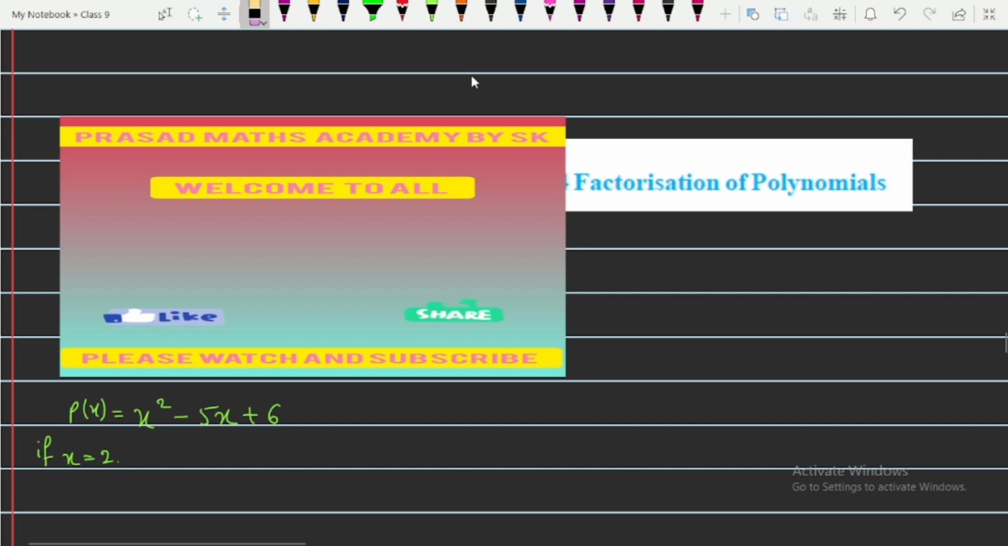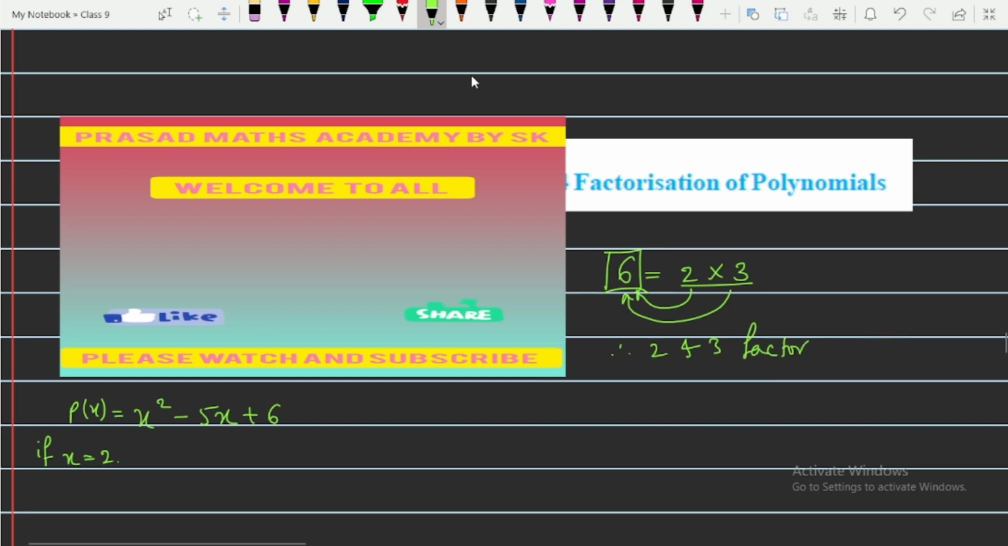For example, if you take a number 6, we can write it as a product of two numbers, that is 2 into 3. So now we can say that 2 and 3 are the factors of 6.